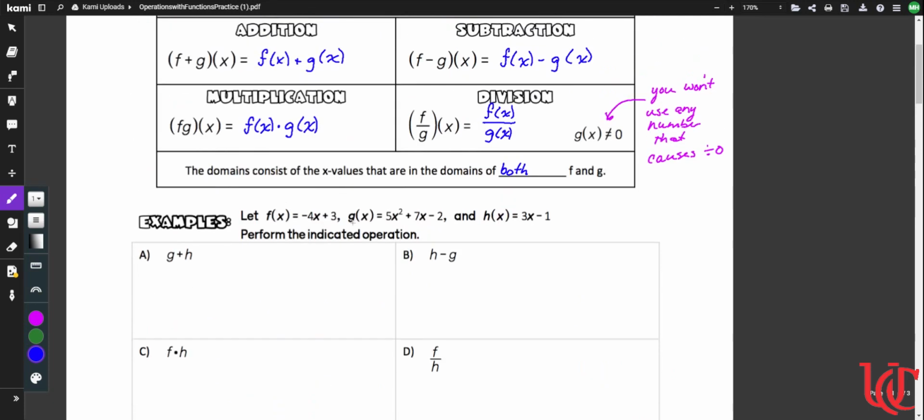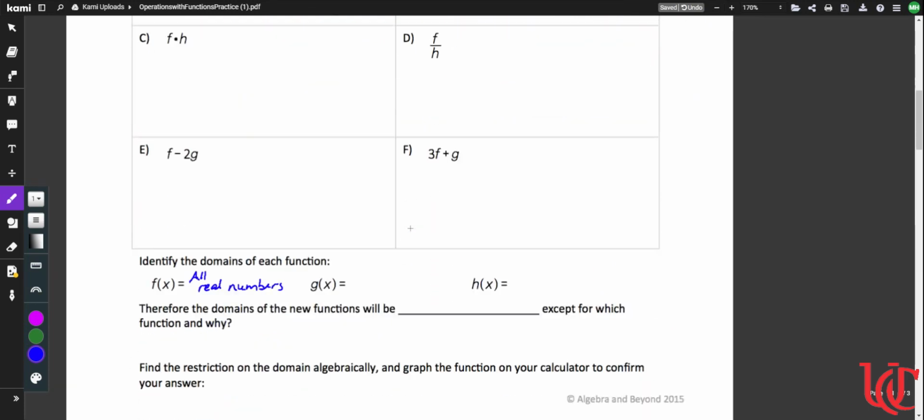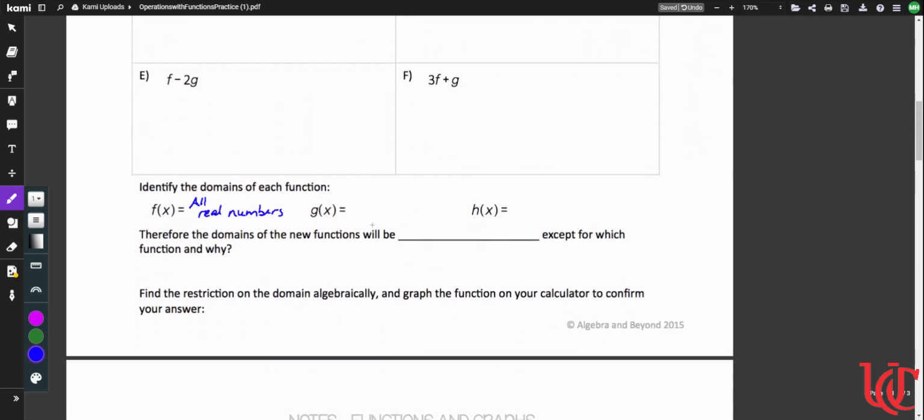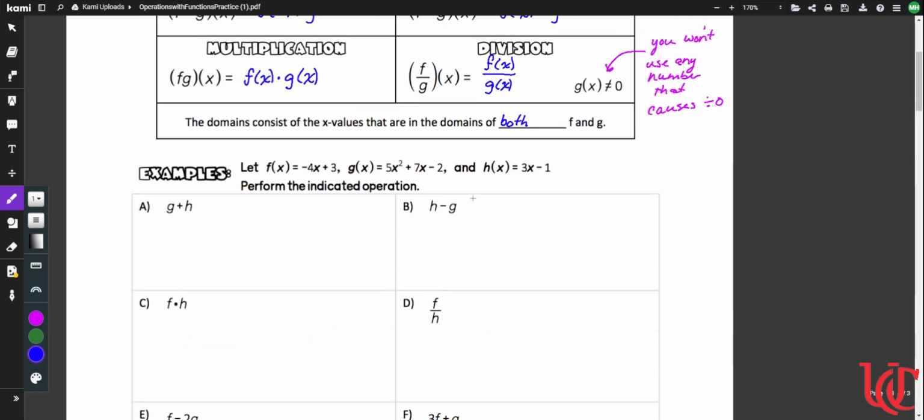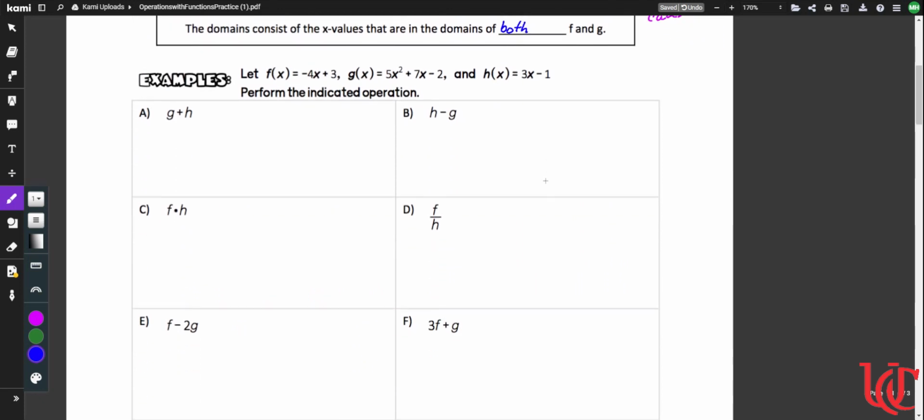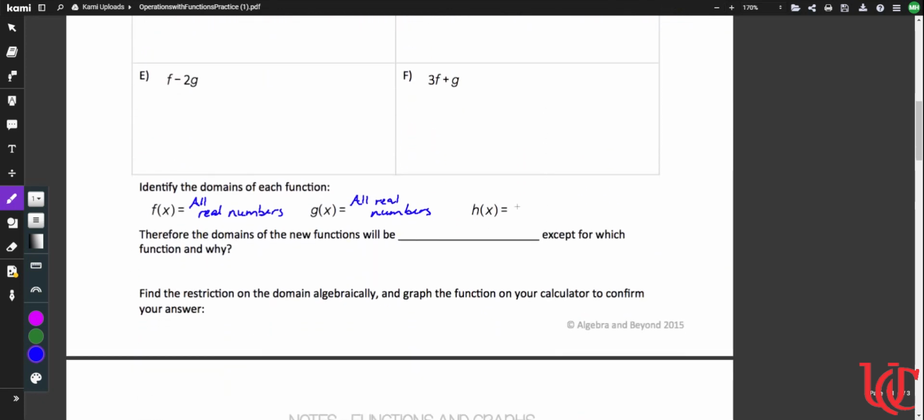G of x, there's no dividing by a variable, so in that one, I can do any real number I want. It could be decimals, fractions, all of that stuff. So this is, again, all real numbers. And then h of x, yet again, it is just a linear equation. It doesn't even have any exponents. There's no division of a variable, so that is also all real numbers.